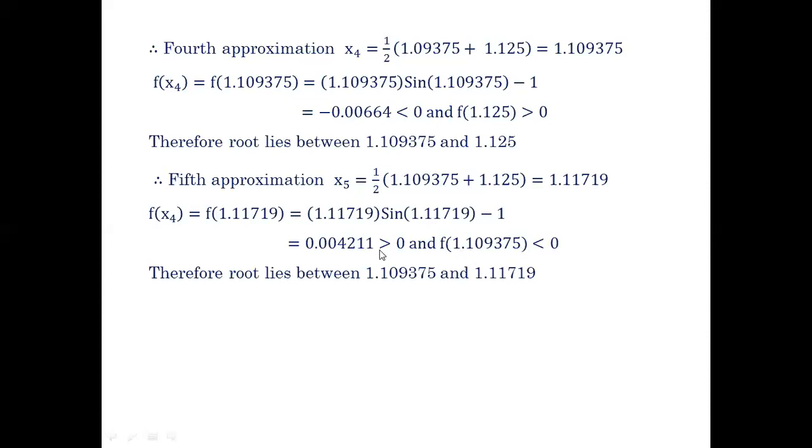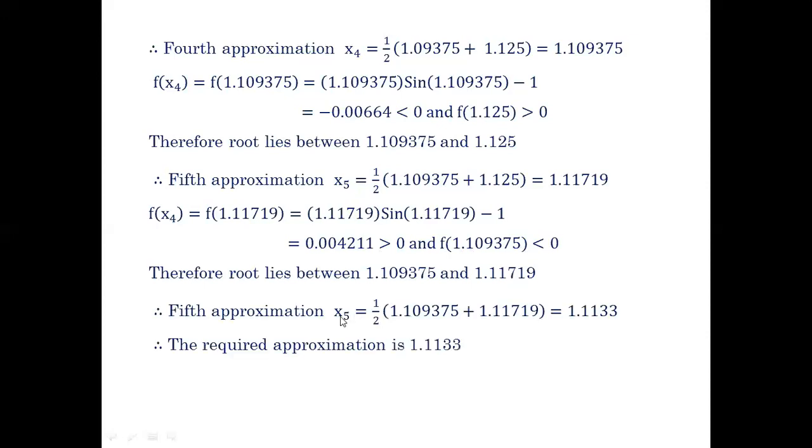Therefore, the root lies between 1.10935 and 1.11719. Therefore, the fifth approximation, x5 is equal to 1 by 2 into 1.10935 plus 1.11719, which is equal to 1.1133. Therefore, the required approximation is 1.1133.